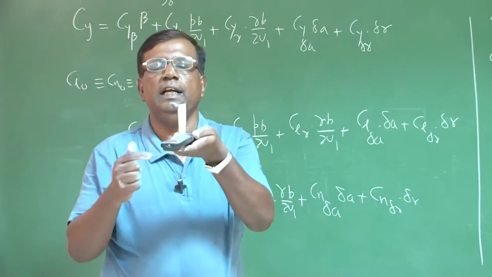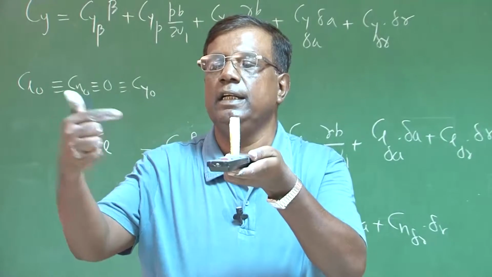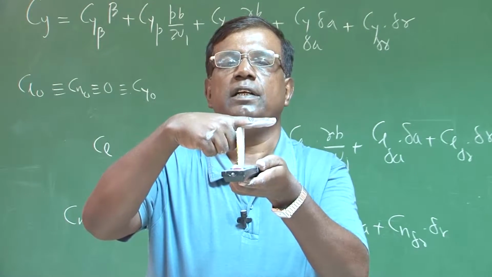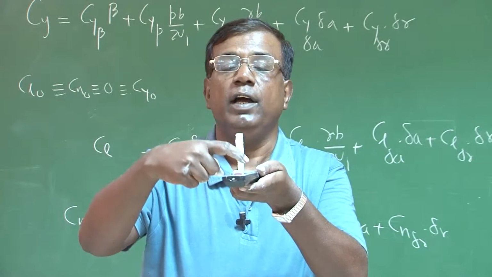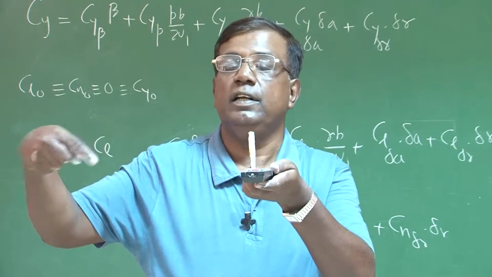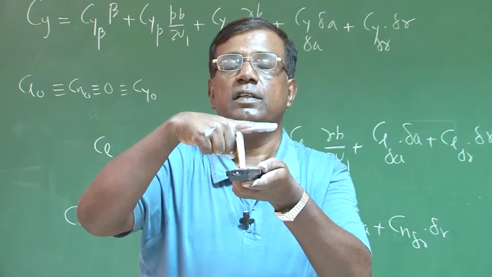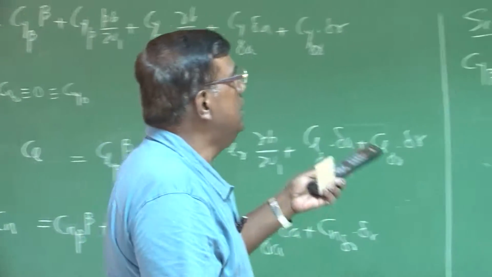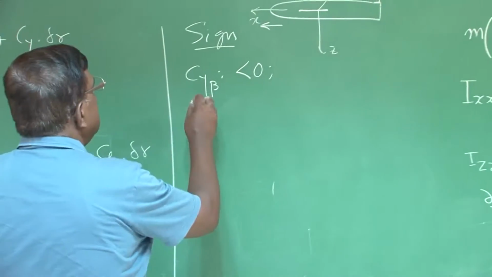Suppose this is the vertical tail. I am moving like this, and let's say this is the relative airspeed. Then the side force on the vertical tail will be in this direction. Where is my y direction? x is this, y is this direction, and force is in this direction for positive beta. So Cy beta becomes negative, right? Next is Cyp.